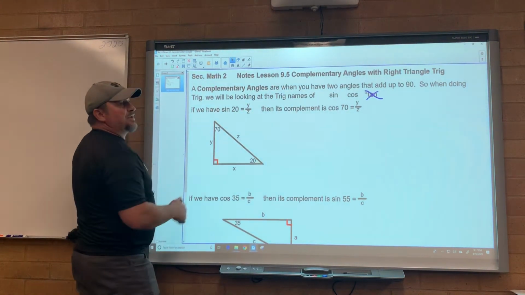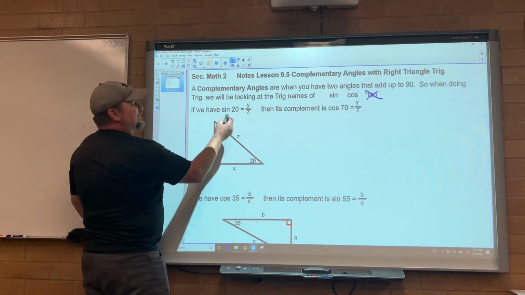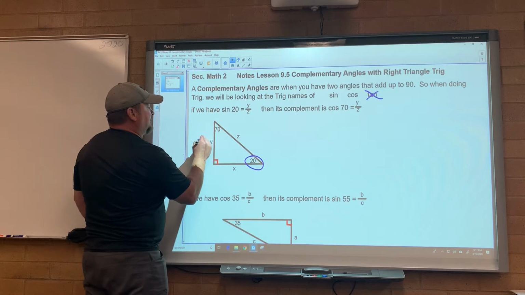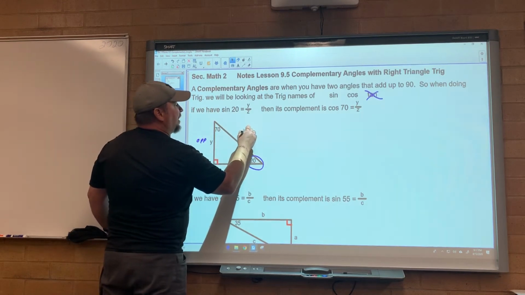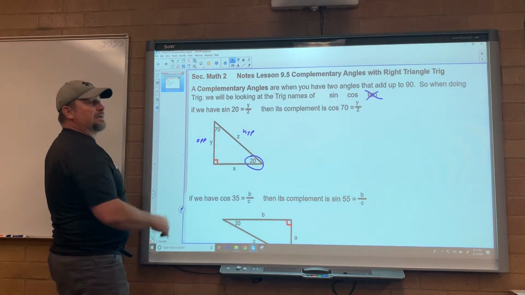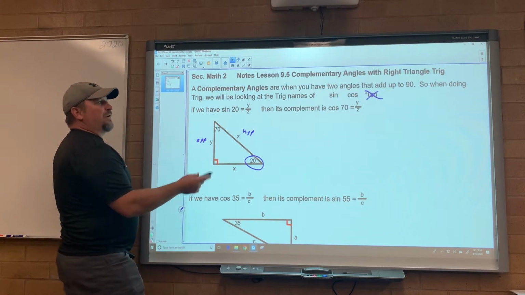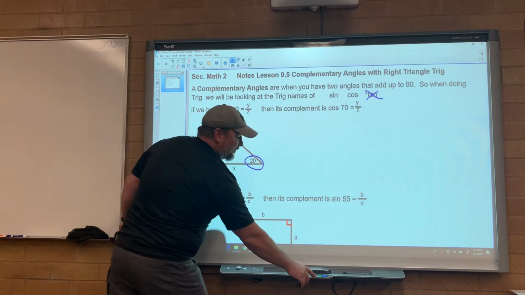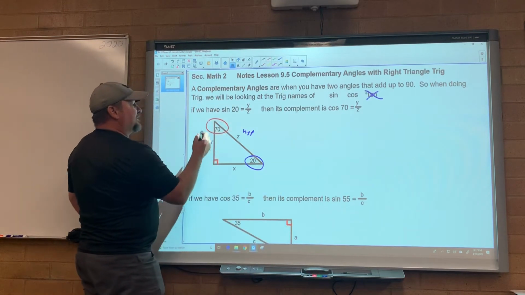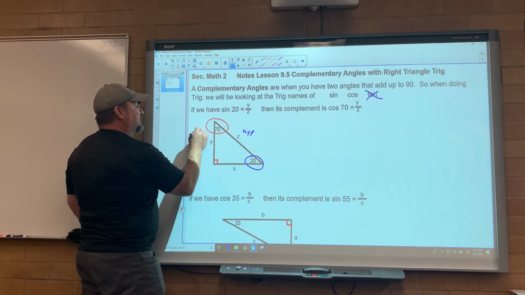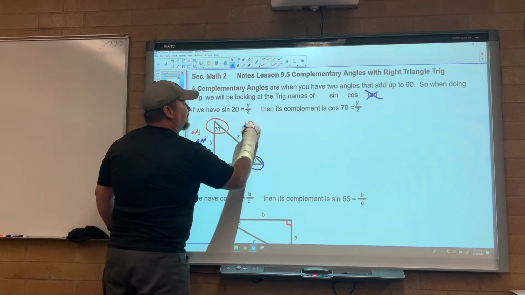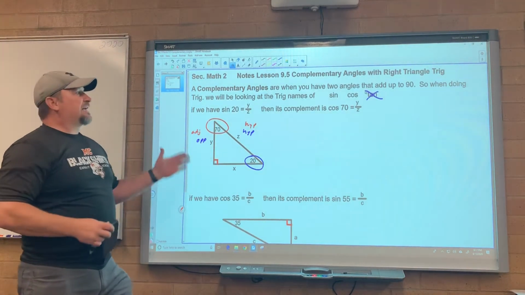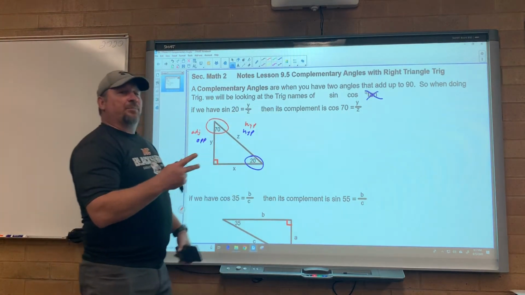So here's how they become identical. If I say sine 20, I'm coming from down here. Well, sine 20 is opposite over hypotenuse. That's what sine is. But now watch. If I want to go get the complement of that same fraction, then I have to go from up here. But watch. Then my name is adjacent and hypotenuse, which is cosine. And that's where the name comes from, the flip.